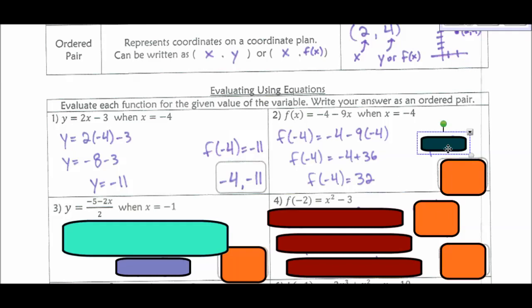Another way to say that is that y is positive 32. So that would give us the ordered pair negative 4, comma 32. Remember that this is the x value. The number that we get from this input is the output, or the y value.